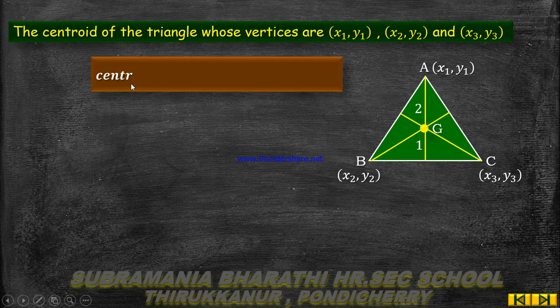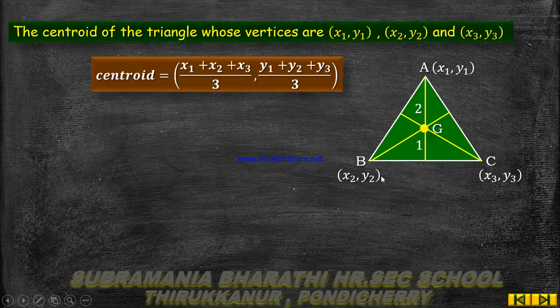The centroid G of triangle ABC is x1 plus x2 plus x3 by 3, y1 plus y2 plus y3 by 3.